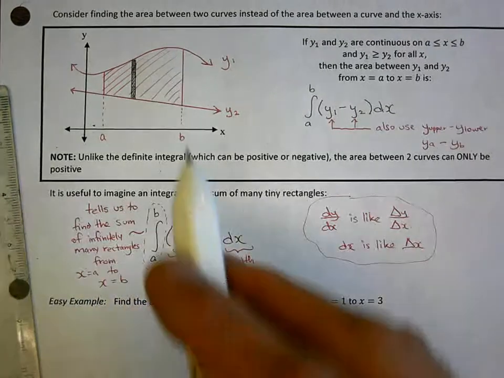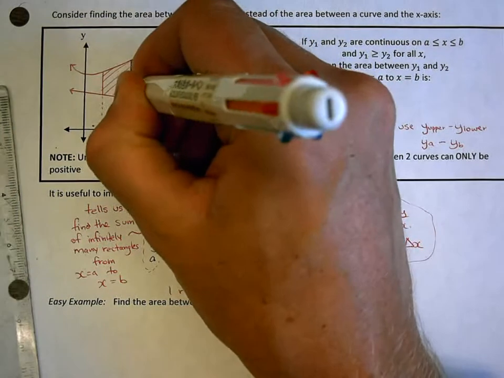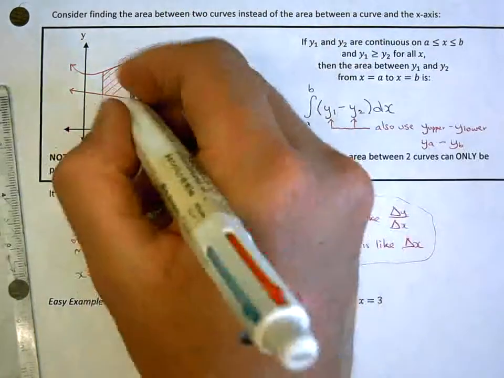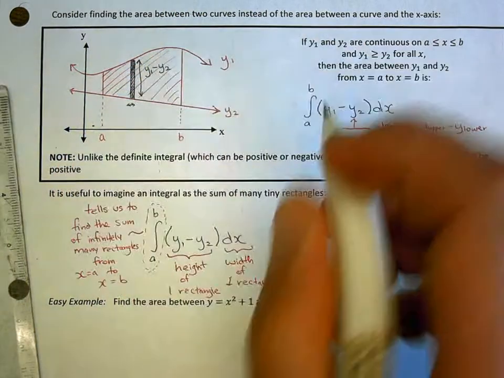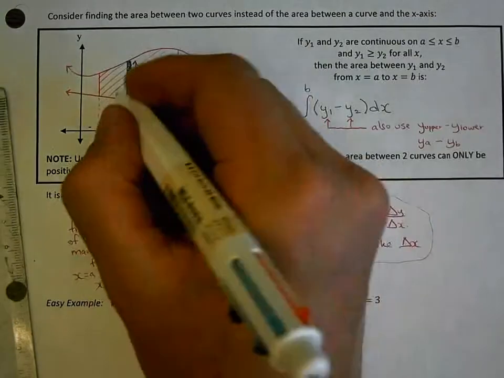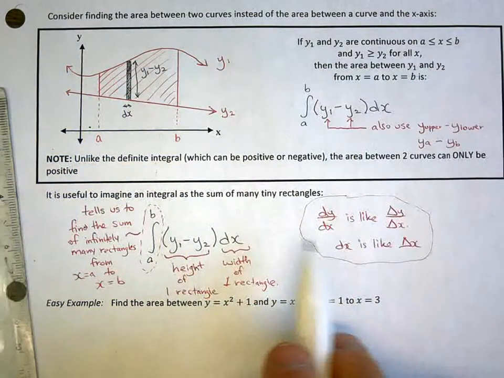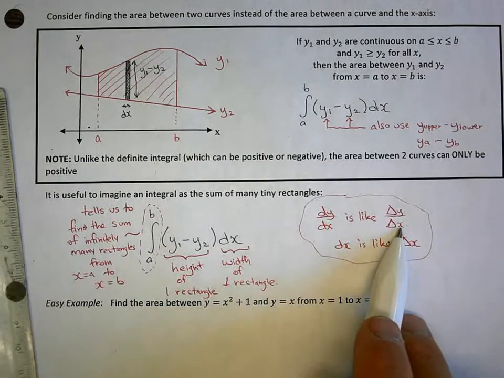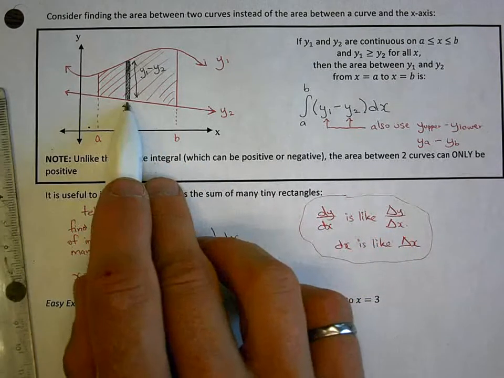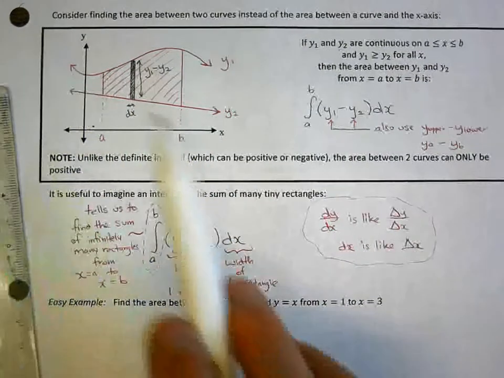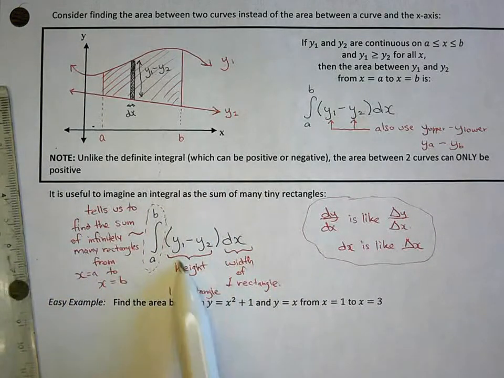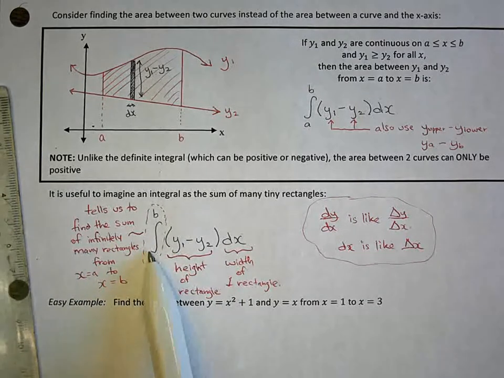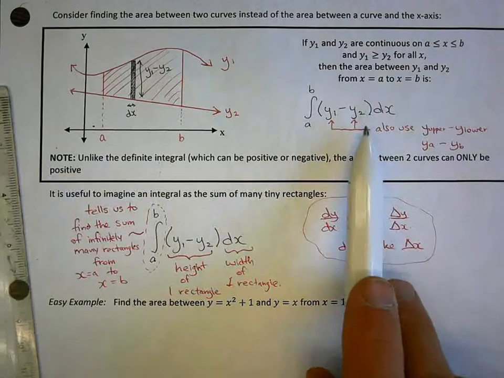This is the height of the rectangle, right? And that's pretty clear from my picture here. The height of this is y1 minus y2. The width is a little more abstract. The width is dx. Remember, dy dx is kind of like delta y over delta x. So dx is kind of like change in x or delta x. So this width is the change in x or delta x. So that's kind of how I look at this definite integral. Height times width, and then do that an infinite number of times. If you don't like that, that's fine. You can just remember this formula. I believe it's on your formula sheet.